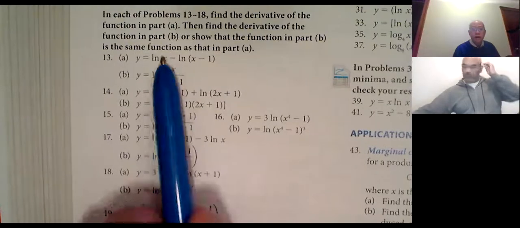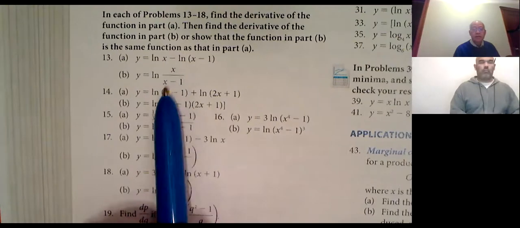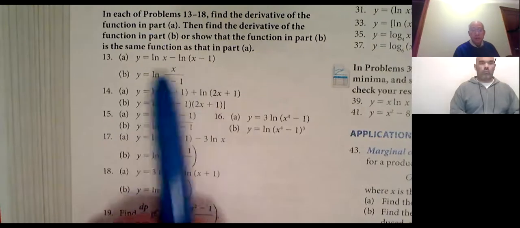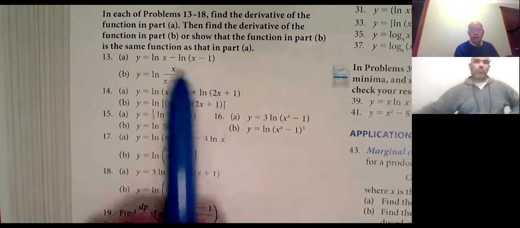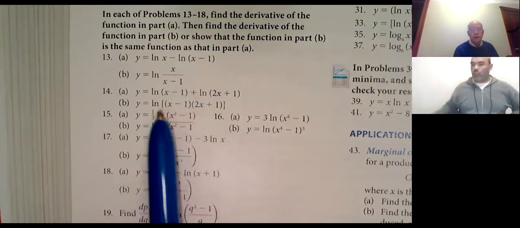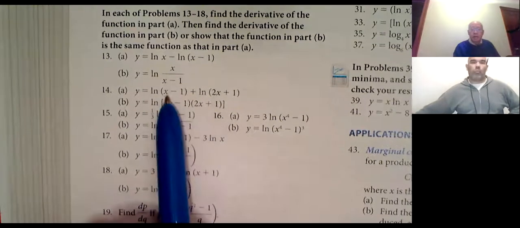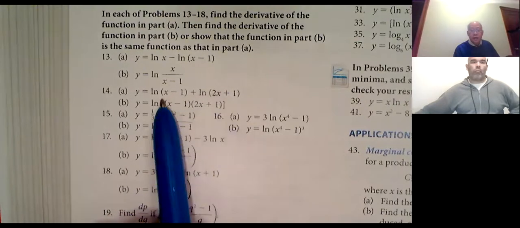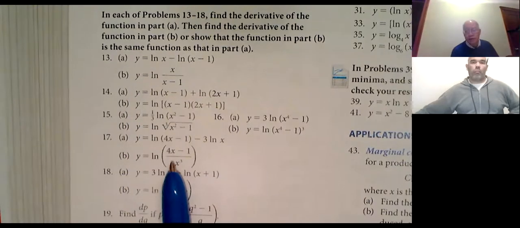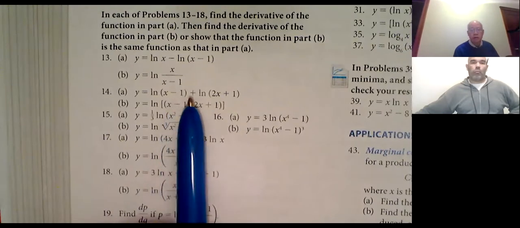Algebraically, these are the same. This is a property of logs. ln of something divided by something is ln of the top minus ln of the bottom. But this is usually easy to take a derivative of. Here you have to use a quotient rule. Quotient rule is one of our least favorite, right? We don't want to do the quotient rule. Okay, look at 14. ln of a product, something times something, is ln of the first plus ln of the second. And this would be the easier one. So in other words, when I get to these problems, and when you get to these problems, whether they're the very same one or not, it doesn't really matter. Do the easier one. I'll be showing you the easier one in general.